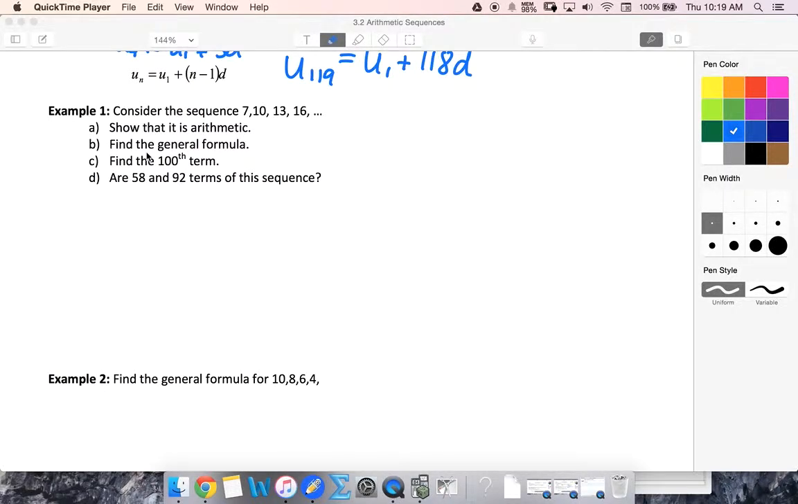All right, Miss Slyman back again. Now we're looking at an arithmetic sequence. So it looks arithmetic because it looks like I'm always adding 3 each time.